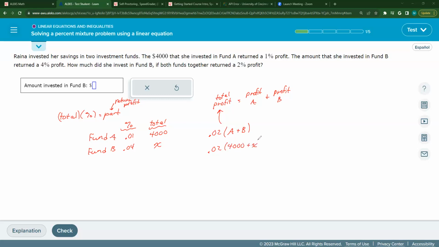Now, if I'm looking at profit A and profit B, this is where my equation is going to get a little bit longer. So profit A is going to be the total times the percent. So this is going to be 4,000 times 1% plus X that I don't know times 0.04%. All right, so there's a little bit more distribution, a little bit more work that we're going to do.